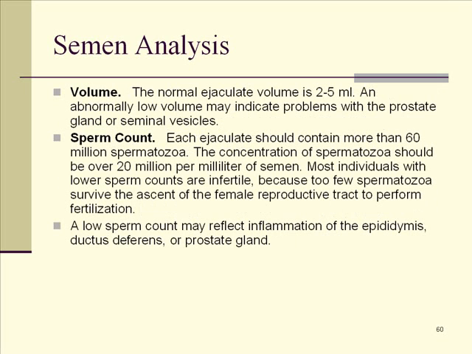The other constituent would be the volume. Normal ejaculant measures about 2 to 5 cc's. And then the sperm count. Each ejaculant should contain more than 60 million sperm. Concentrations of spermatozoa should be 20 million per cc of semen. Most individuals with lower sperm counts are infertile because too few sperm can't survive the ascent of the female reproductive tract performed in fertilization. Low sperm count may reflect inflammation in the epididymis, the ductus deferens, or the prostate gland. Any of those glands can be involved in decreasing the total sperm count and or the volume and or the other factors that I talked about earlier. So these are the 5 key components that you look at in semen analysis. I'm almost sure that's a test question.